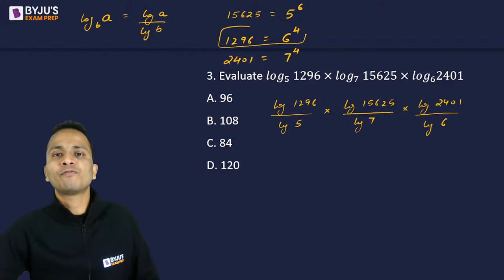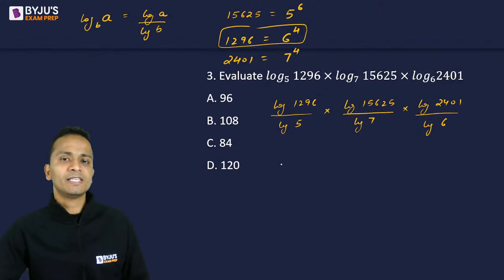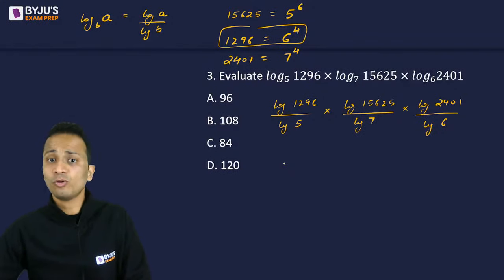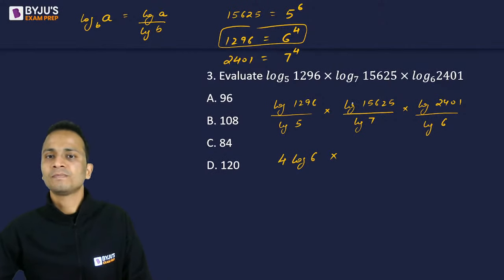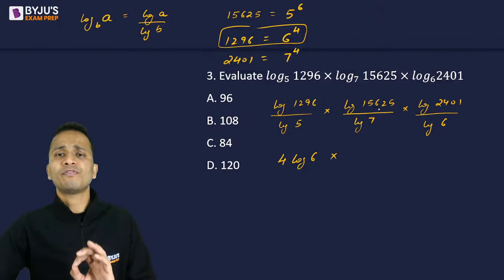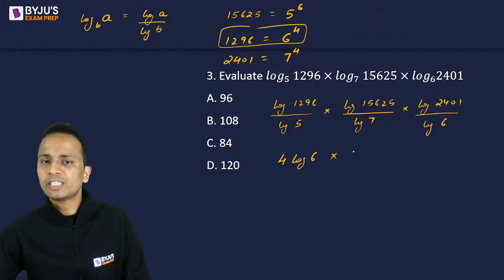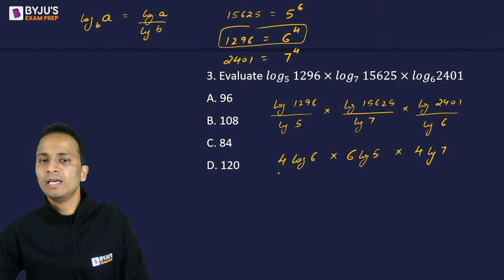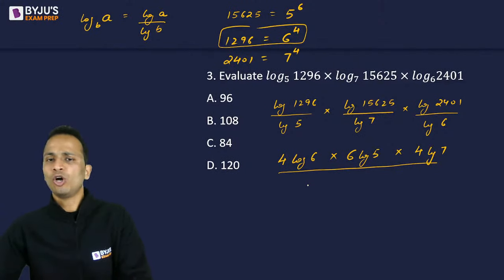So 1296 is 6 raised to the power 4. So log of 1296 will be log of 6 raised to the power 4, which can be written as 4 times log of 6. I'm writing the numerators first of all. Now log of 15,625 will become log of 5 raised to the power 6, which can further be written as 6 log 5. And finally, log of 2401 can be written as 4 log 7. In the denominator, I have log 5, log 6, and log 7. So you can write them.